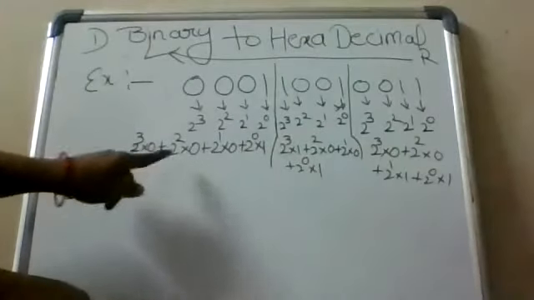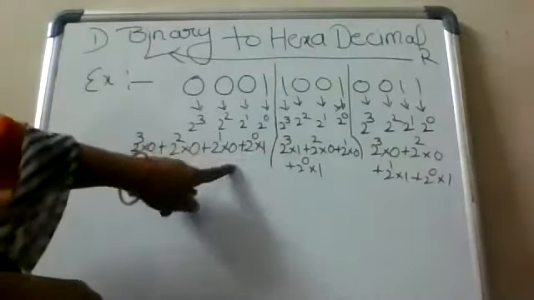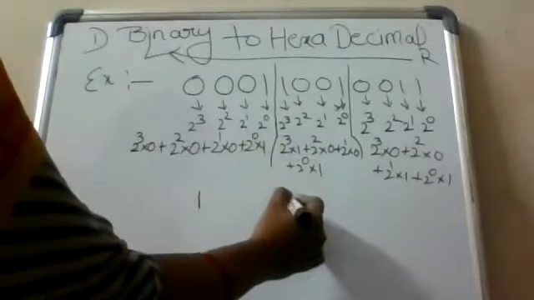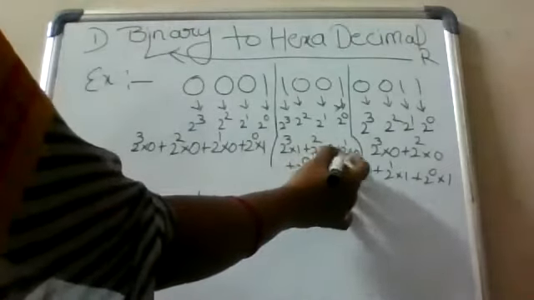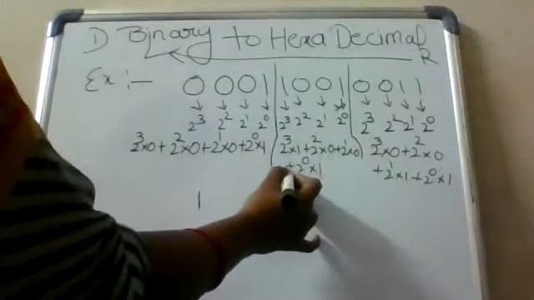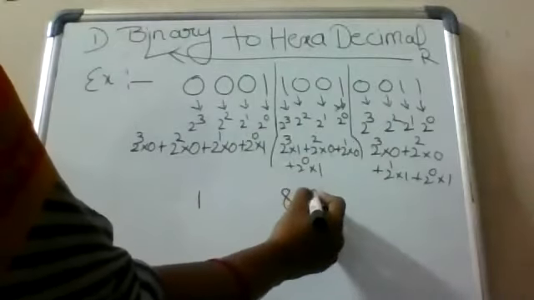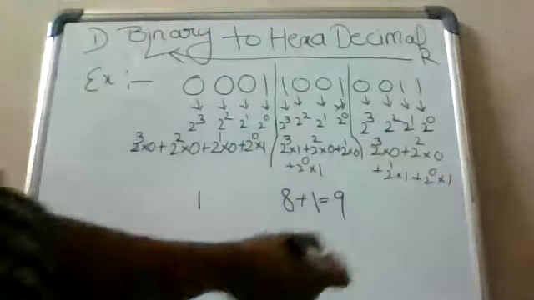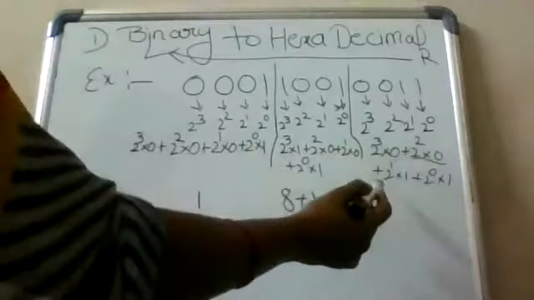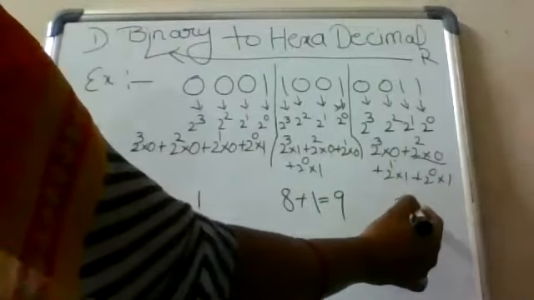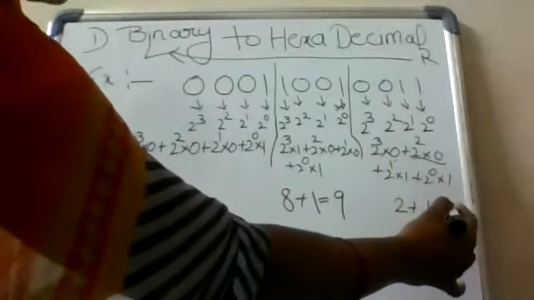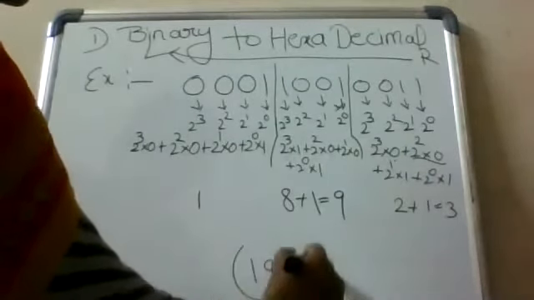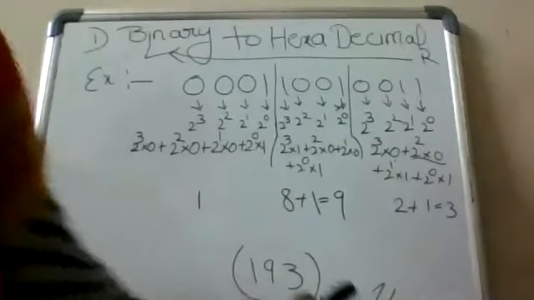2 power 3 into 0, 0. 2 power 2 into 0, 0. 2 power 1 into 0, 0. 2 power 0, 1. For the next part, 2 power 3 into 1, 8, plus 2 power 2 into 0, 0, 2 power 1 into 0, 0, 2 power 0 into 1, 1. Equal to 9. Then 2 power 3 into 0, 0. 2 power 2 into 0, 0. 2 power 1 into 1, 2. Plus 2 power 0, 1. This value is 3. So the total number is 193, base 16. This is the answer.